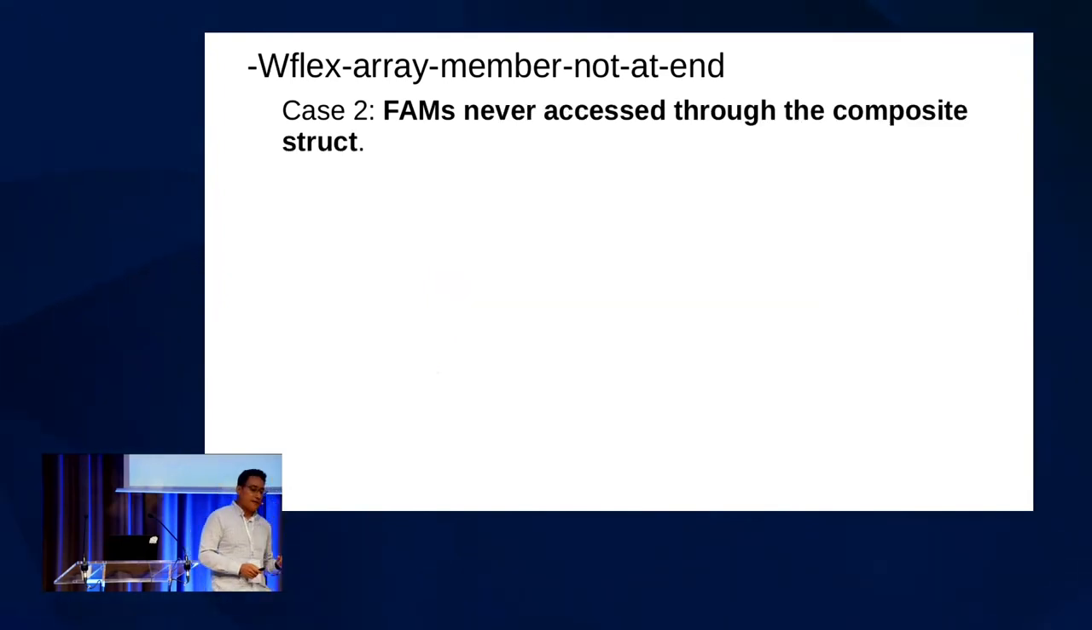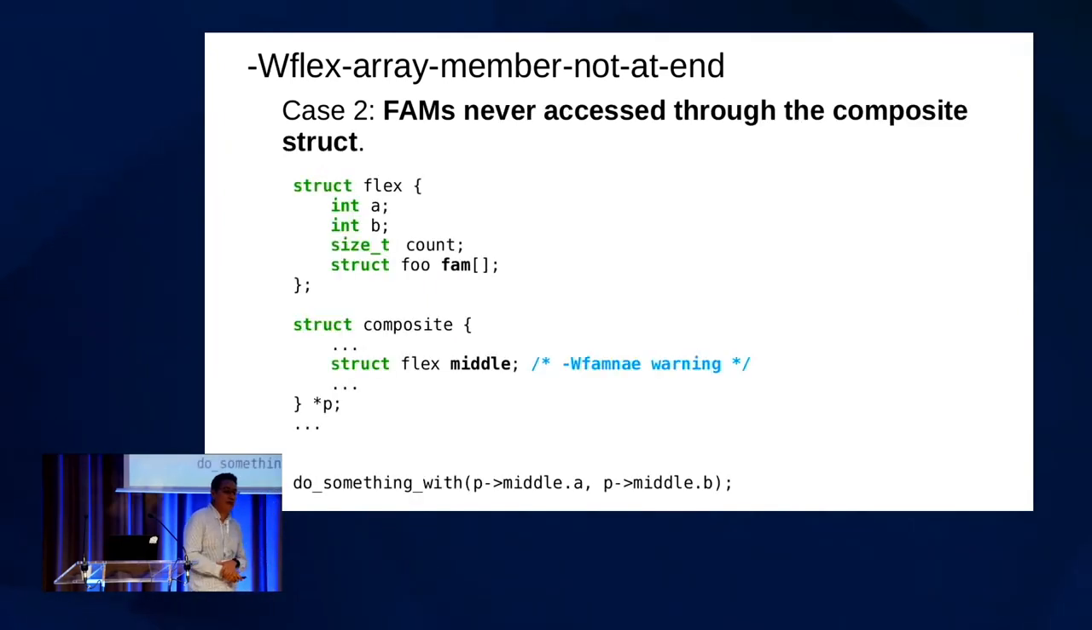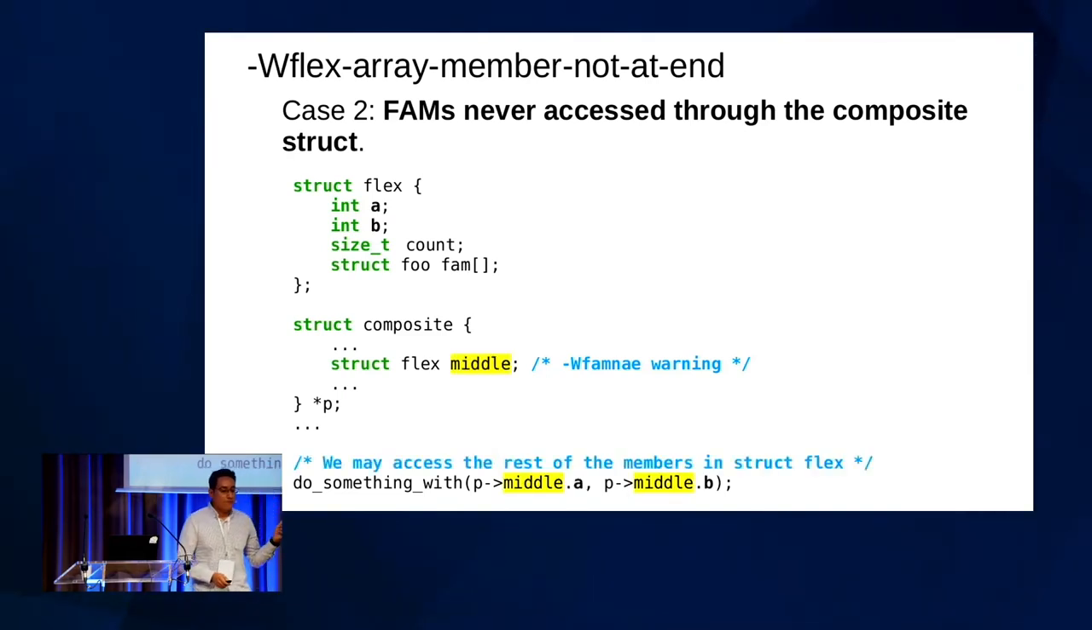Now, in the case in number two, this is slightly different. In this case, we may use the other members in the flexible structure through or via the composite structure, but we never use the flexible array member. So what's the difference with the other case?